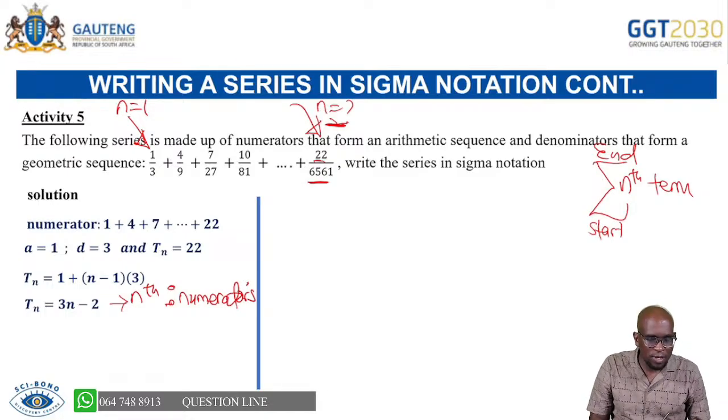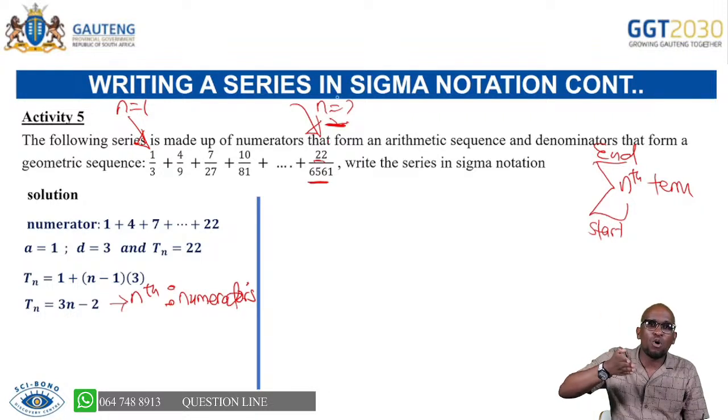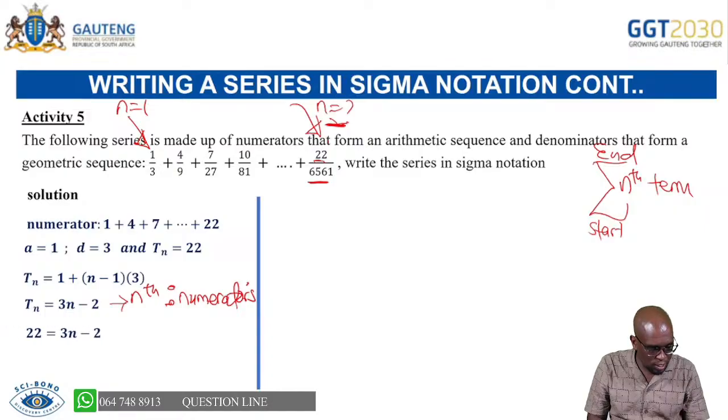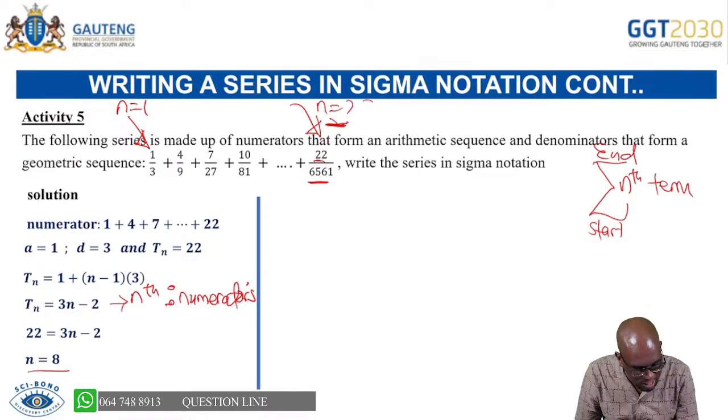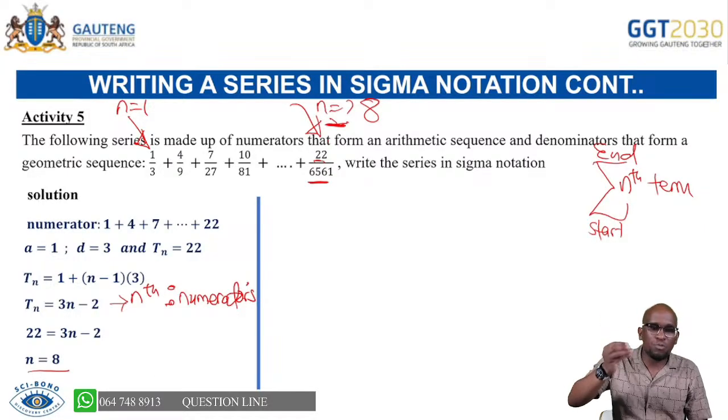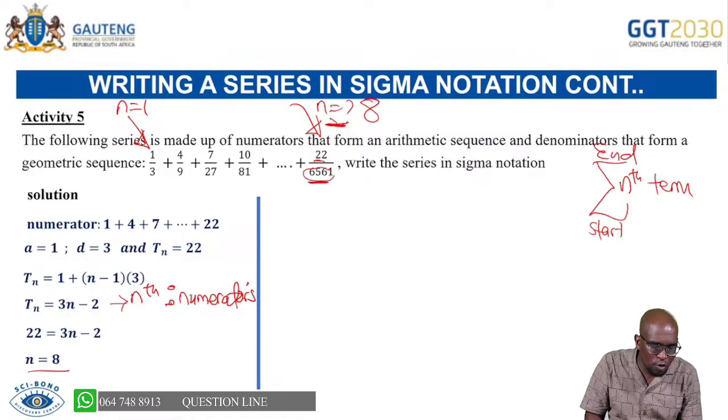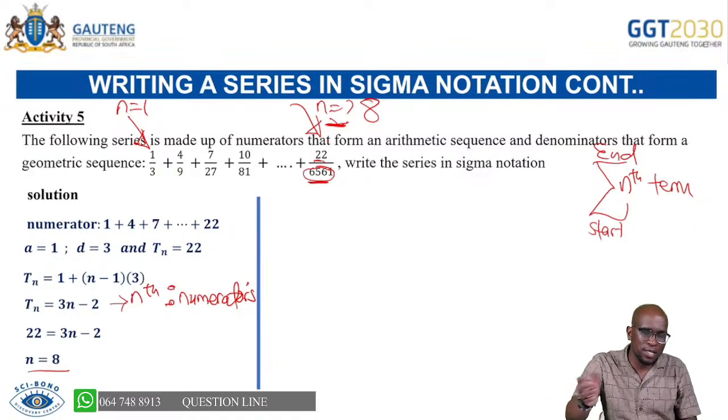Nth term for the numerators. We can use this nth term to determine the position of the last term of the numerators. You see here we use 22, and then we determine that we are having 8 terms, which means that n is equals to 8. Remember, good people, even if you took it for denominators on the geometric, you are still going to find n is equals to 8.